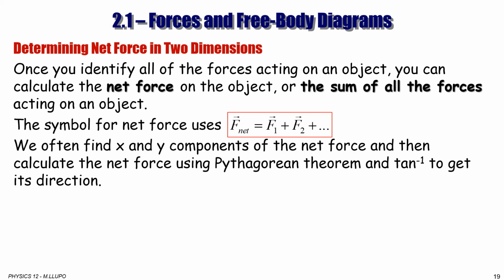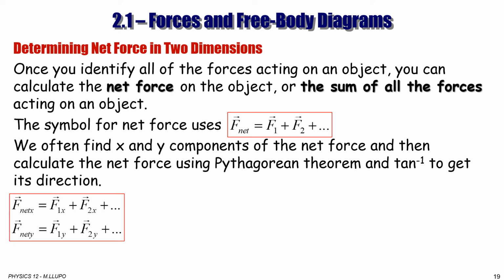We often find the X and Y components of F net and then calculate the net force using the Pythagorean theorem and tan inverse to get its direction. Same way that we did for total displacement or total velocity or relative velocity. So F net X is equal to F1X plus F2X plus etc. And F net Y is equal to all the Y components of the forces.